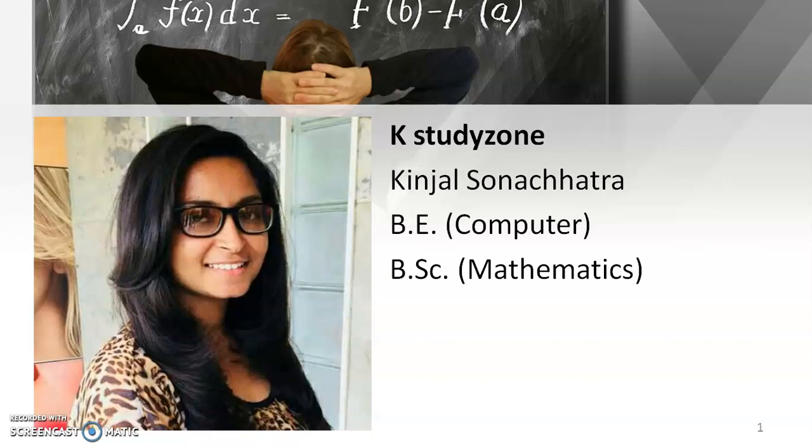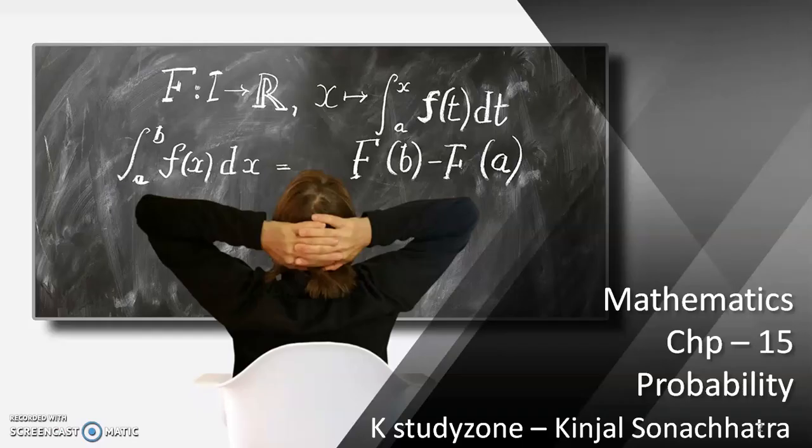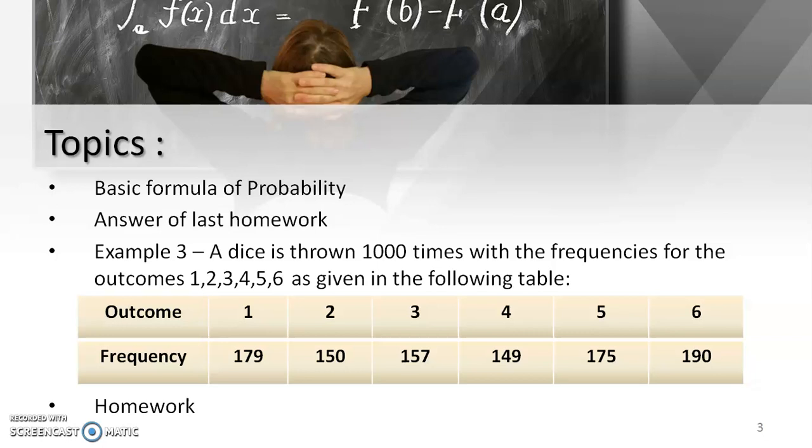This is the fourth tutorial of Probability, chapter 15 of standard 9th. In the last session, we discussed example 2 and in this session, we will discuss example 3. So, don't waste time, let's go to the session. Today's topics are the basic formula of probability, answer of last homework, example 3 from your textbook and obviously homework.